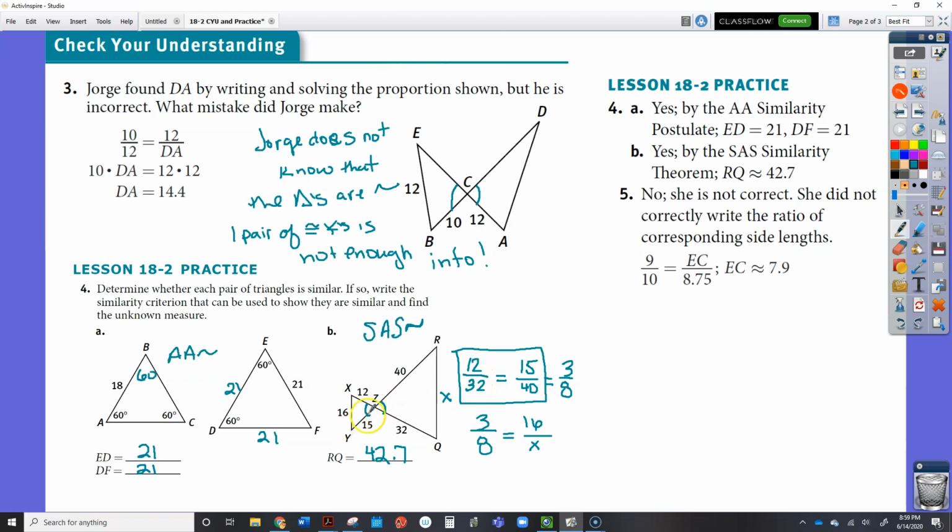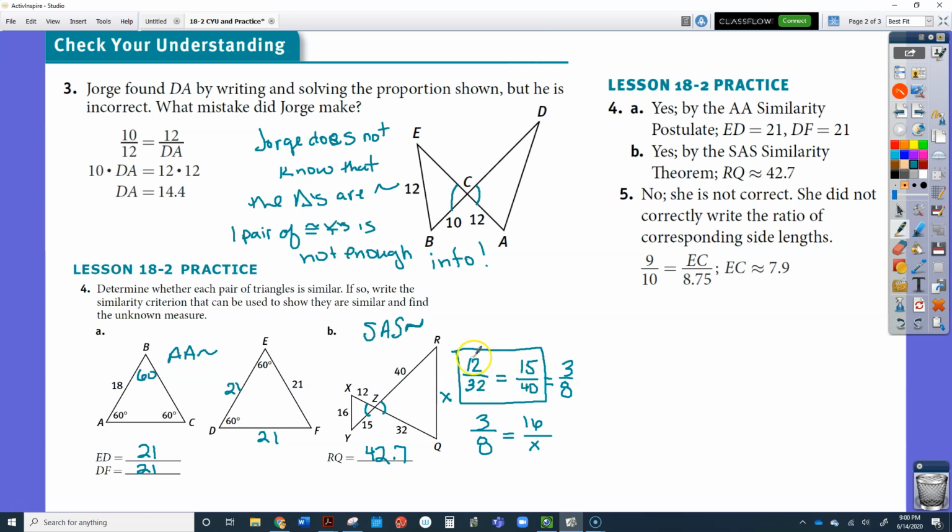And then 15 is the middle length. So 40 is going to be the middle length. This side right here is going to be the longest because it's opposite the angles that are congruent. So if the longest side is opposite that angle, then the longest side of this one's going to be opposite that angle. So I checked to see if they were proportional. They both reduce down to 3/8. If you're not sure about that, then you can also multiply 12 times 40 and then multiply 32 times 15, and they come out to be the same answer.